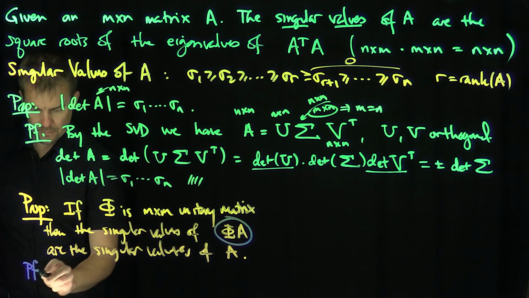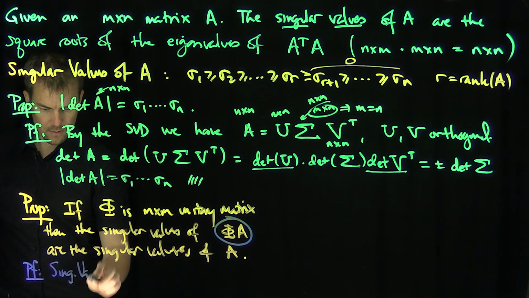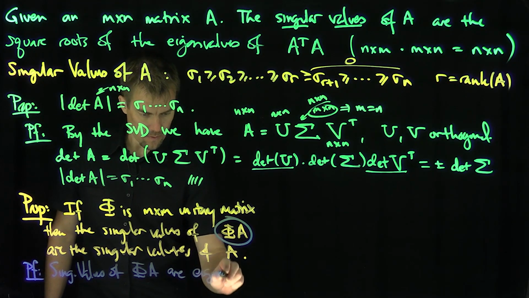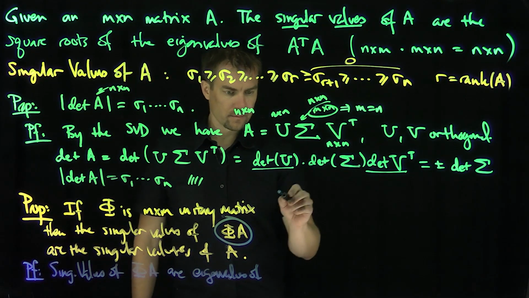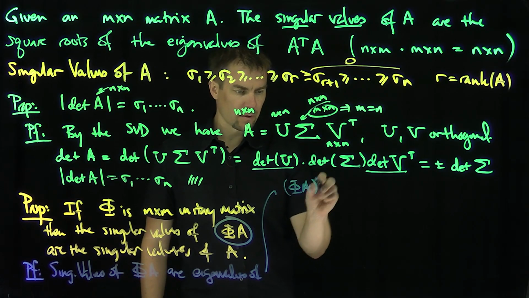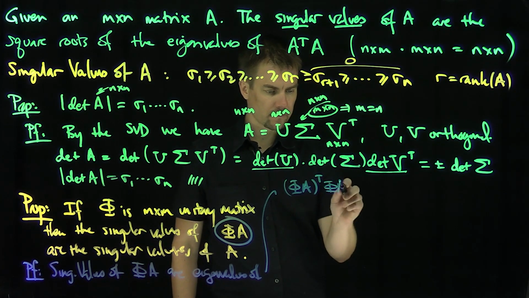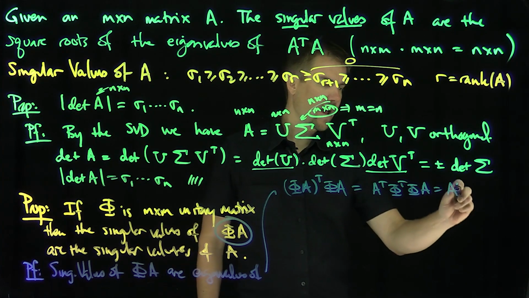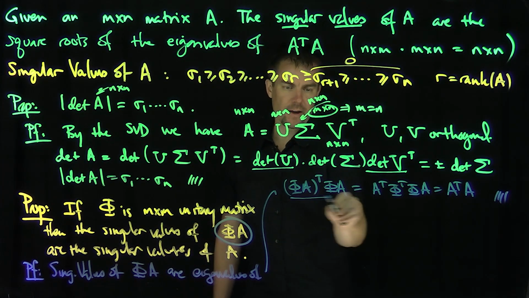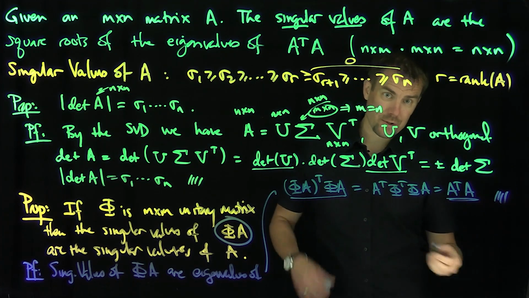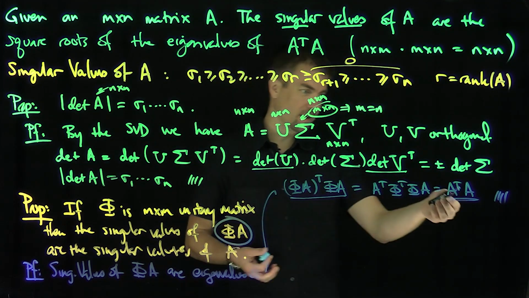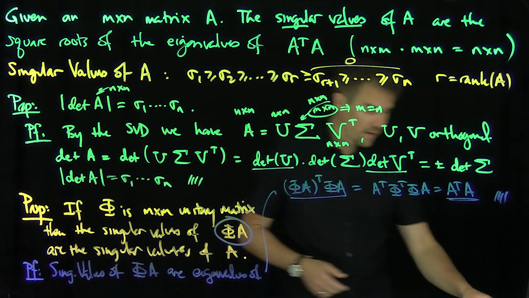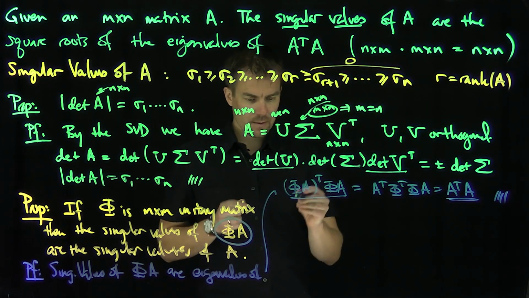The singular values of phi A are the square roots of the eigenvalues of phi A transpose with phi A, right? Which is equal to A transpose phi transpose phi A, which is just A transpose A, and that gives it to us. In other words, the eigenvalues of this matrix over here are equal to the eigenvalues of that matrix over there. So in other words, they have the same singular values, right? Because if I take the square root of those eigenvalues, it's the same as the square root of those eigenvalues. So that's great. In other words, if I multiply a matrix by a unitary matrix, it doesn't change the singular values at all.